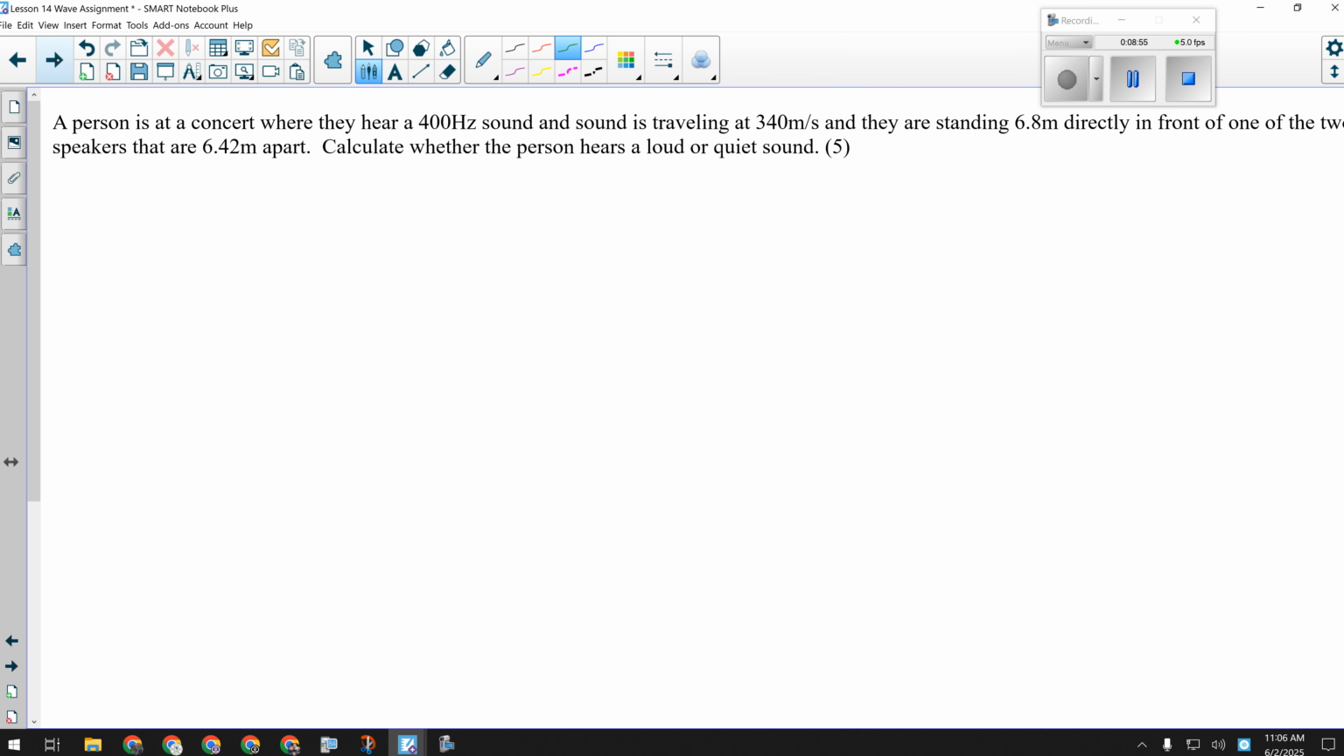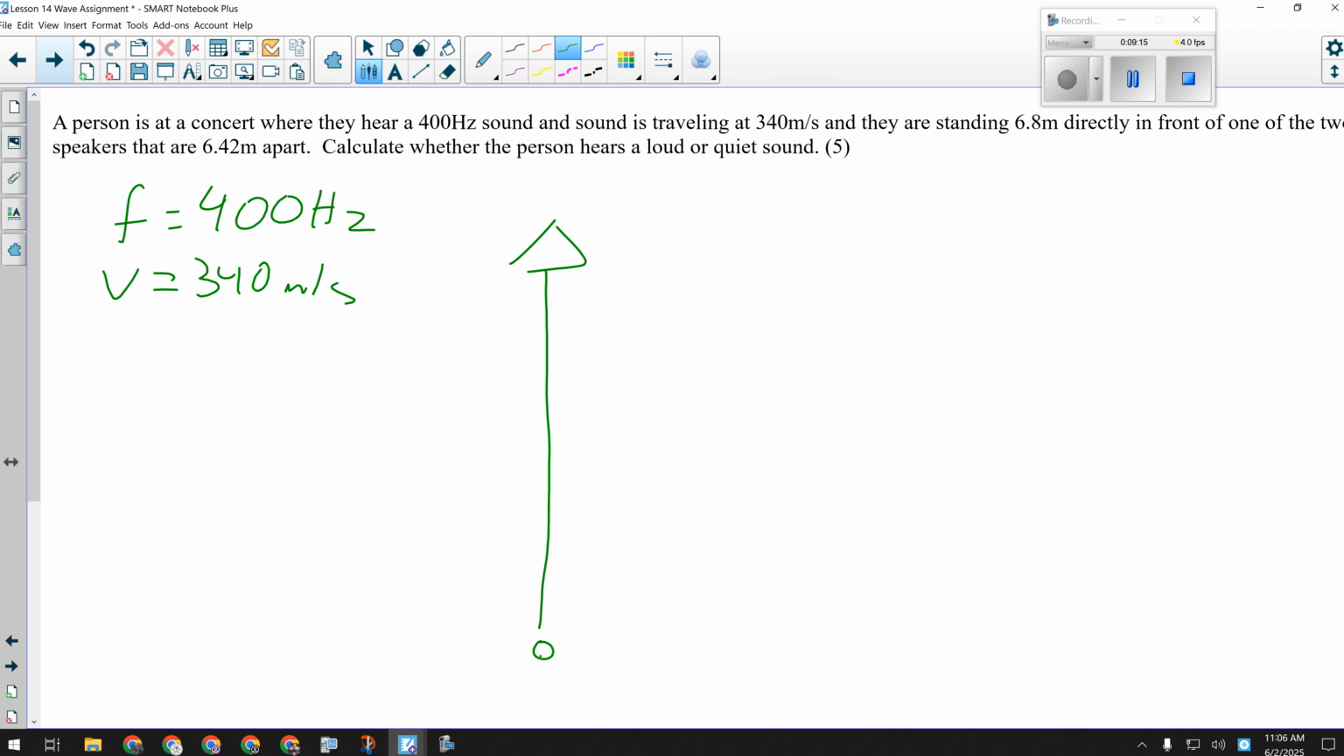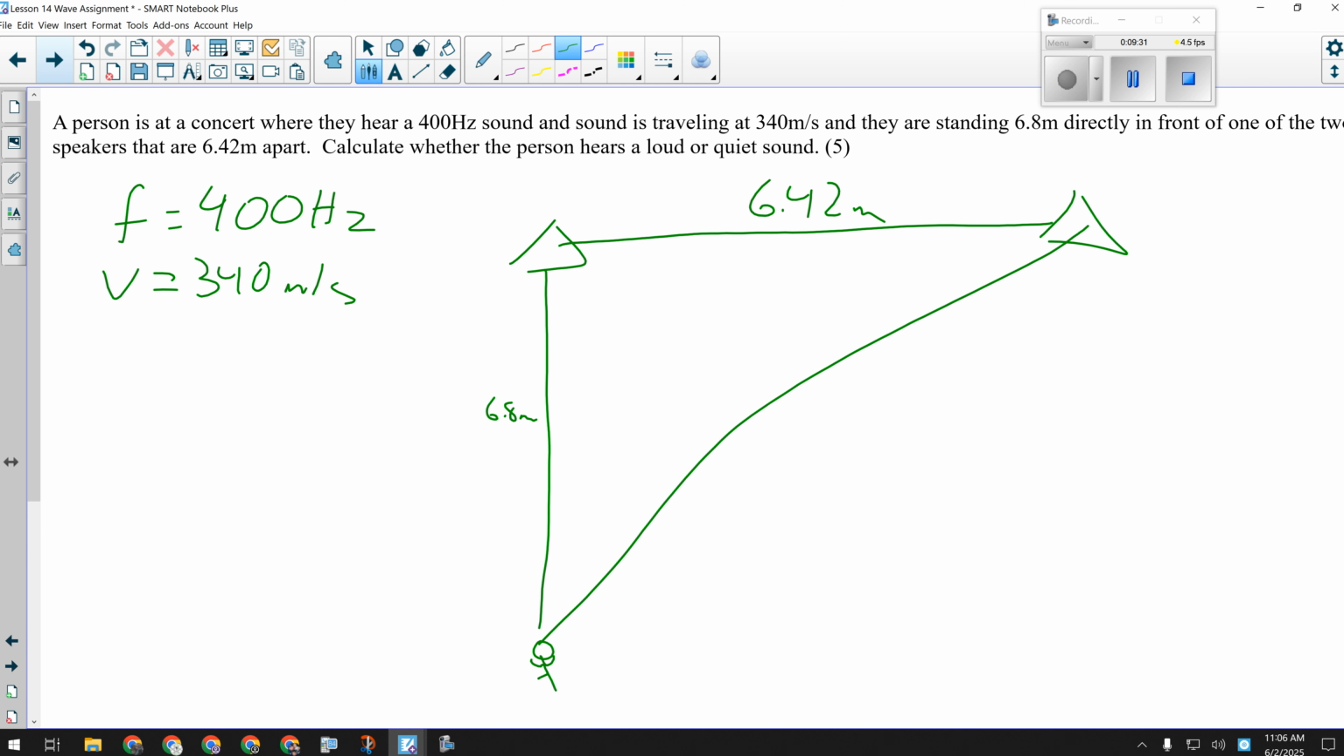Then we've got our 2-speaker question here for the last one. The sound that they're hearing is 400 hertz, so we have F. The sound is moving at 340 meters per second. They're standing 6.8 meters directly in front of one speaker, and the speakers are 6.42 meters apart. That's a big curve in that speaker line, but you get the idea.